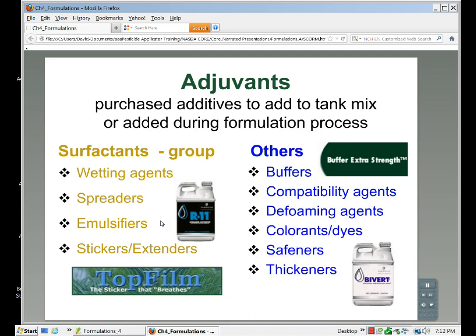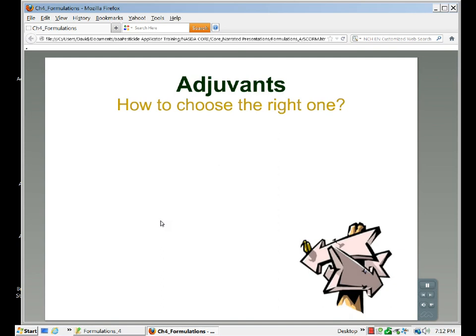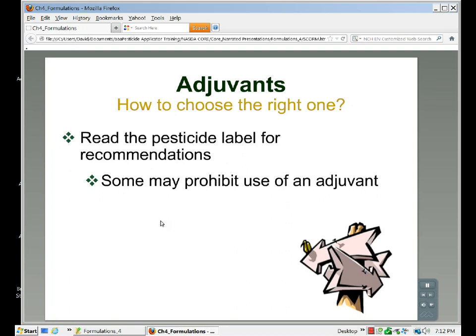Colorants or dyes are used for either safety reasons or to assist the applicator in seeing what area has been treated and what area has not been treated. Thickeners are used to reduce spray drift. With so many different types of adjuvants available, it can be an overwhelming task deciding which adjuvant to use. Always read the pesticide label and follow the label directions. Some products specifically recommend their use, and others clearly warn the applicator not to mix them with their product.